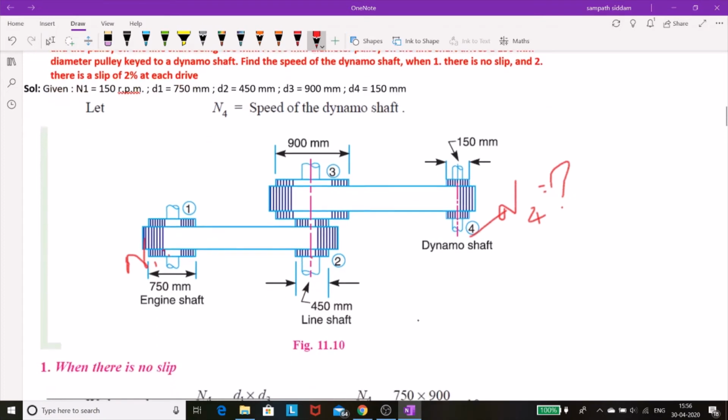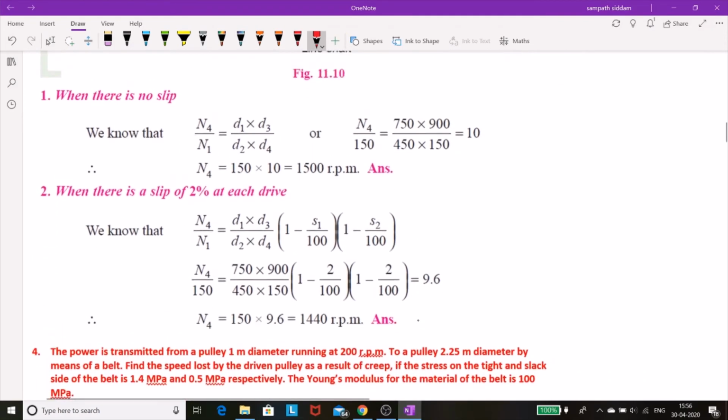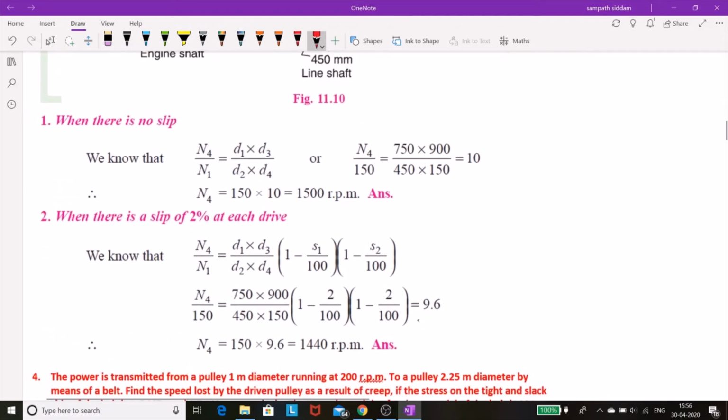About the slip case, which we have already learned: what is a slip? Generally, slip is when the belt, which is on your driving member, tries to move away from the driving member. That is what we call slip. For the case of no slip, we know N4 by N1 is equal to D1 into D3 by D2 into D4. It is the same relation from your gear trains, which is an example of compound drives. It is a compound drive, so this is the value of train.